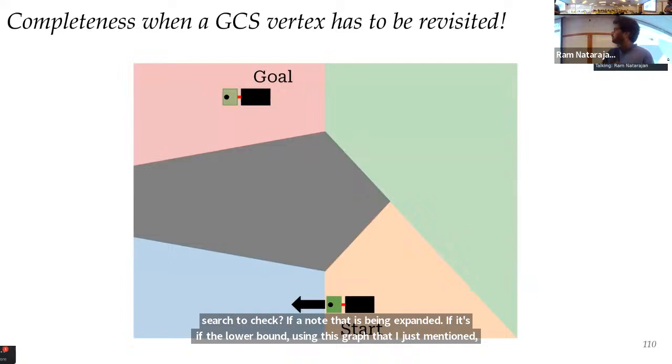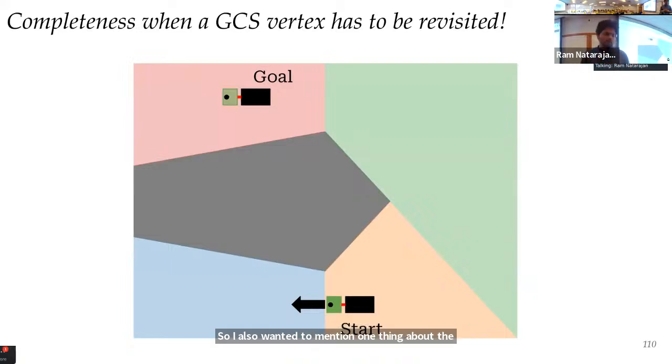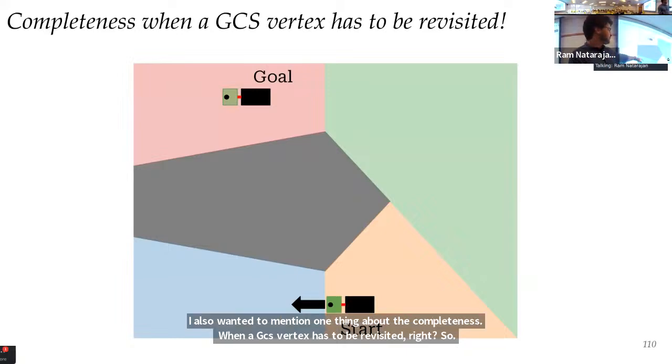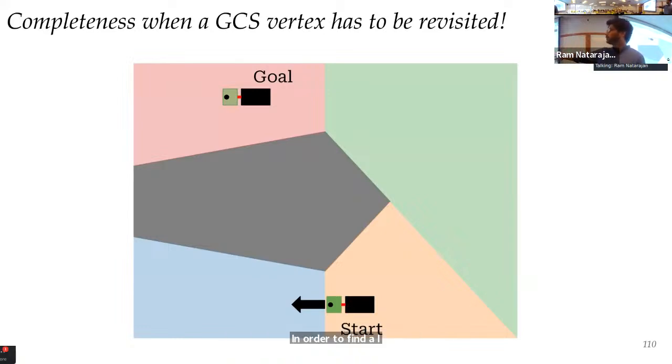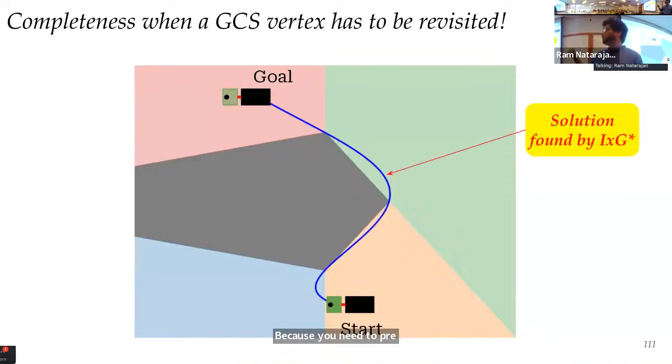I also wanted to mention one thing about completeness when a GCS vertex has to be revisited. In this example, you have a tractor trailer setup that is starting from this bottom configuration. It has to go to the goal, and it is facing this blue convex set. This system cannot go in reverse; it can only go forward. In order to find a solution, it has to enter the blue region and then come out of the blue region to go to the red region. Without some special handling, GCS in the vanilla version does not find the solution, because you need to pre-specify that a particular convex set has to be revisited, and you have to know the number of times it has to be revisited beforehand. Whereas by using IXG star, because you're searching the space implicitly and building the graph on the fly, you can figure out whether a region has to be revisited, and it ends up finding such a solution.